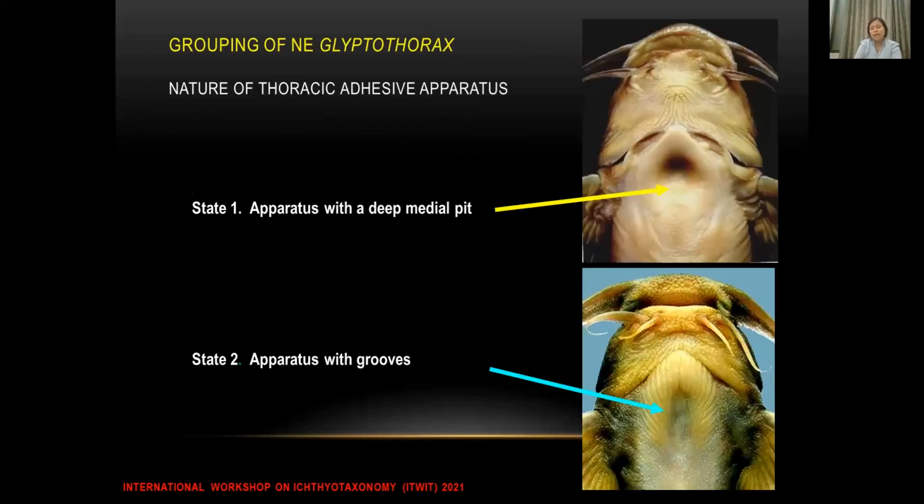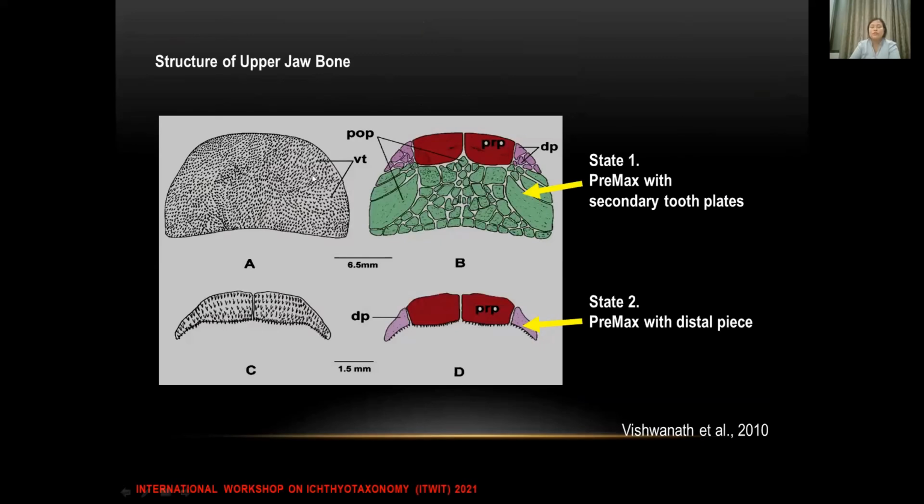But again, when we see other features, we can also group the Glyptothorax based on other characters, which include the nature of the thoracic adhesive apparatus, depending on whether the medial pit is very deep or shallow, or the presence of a groove. Another feature for grouping Glyptothorax is whether the premaxilla has a secondary tooth plate or the distal piece or not. So these are the two states which we can take.